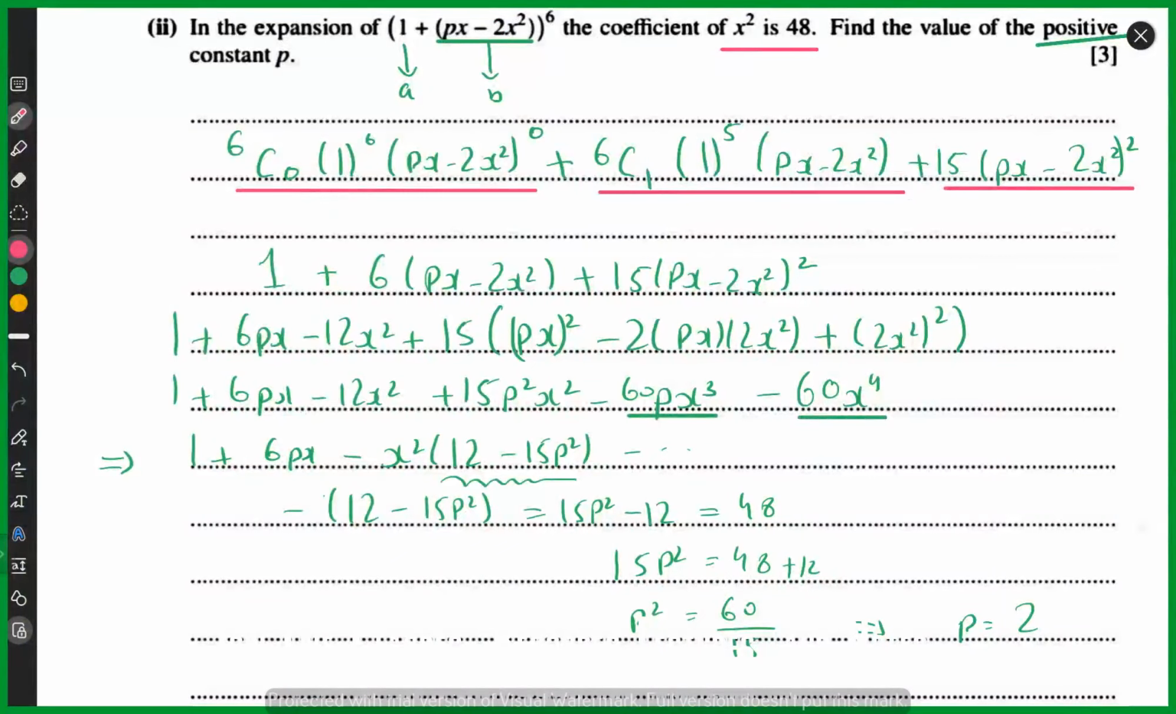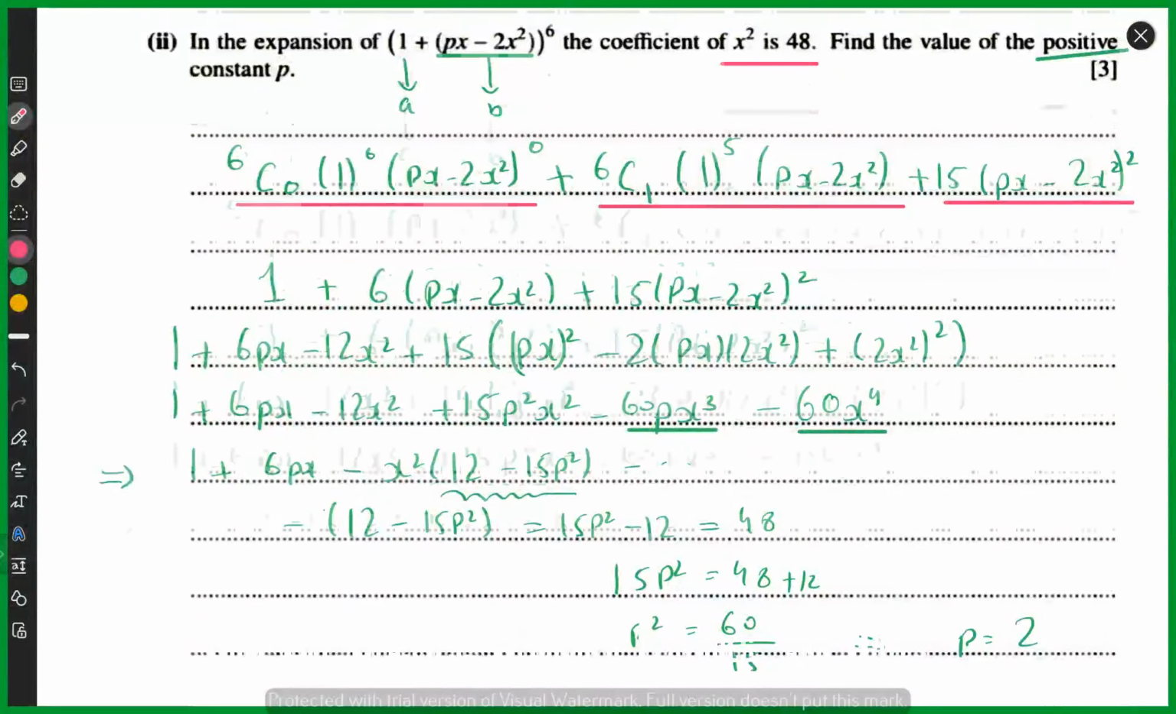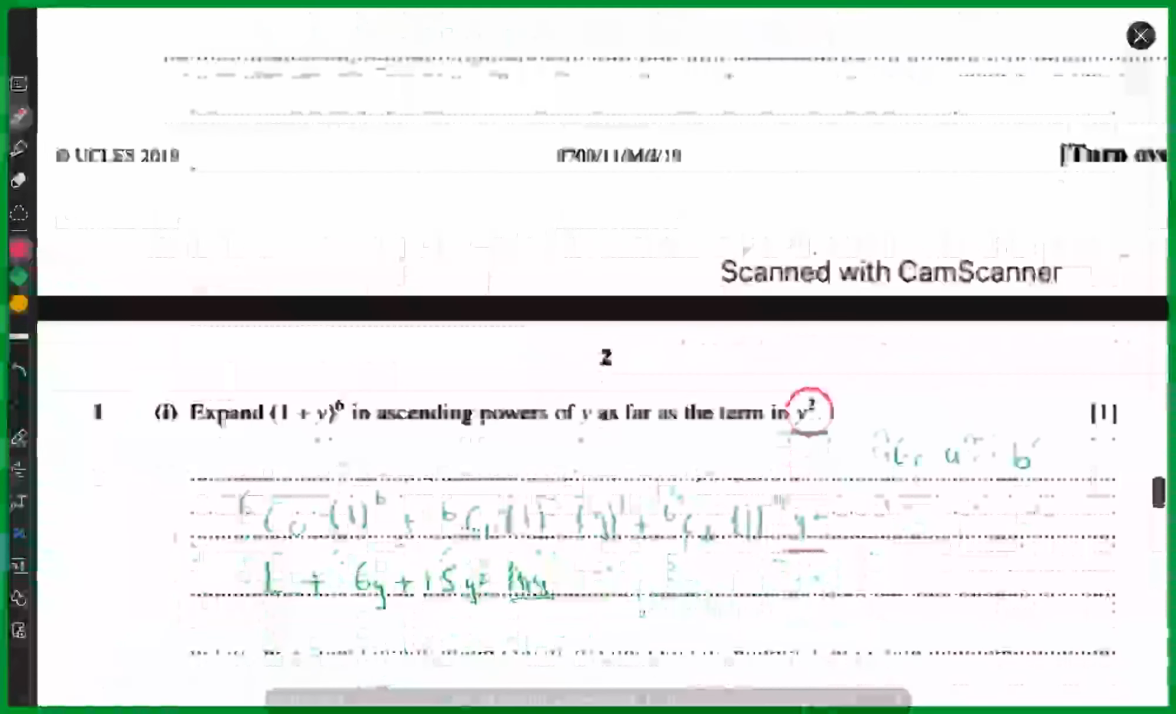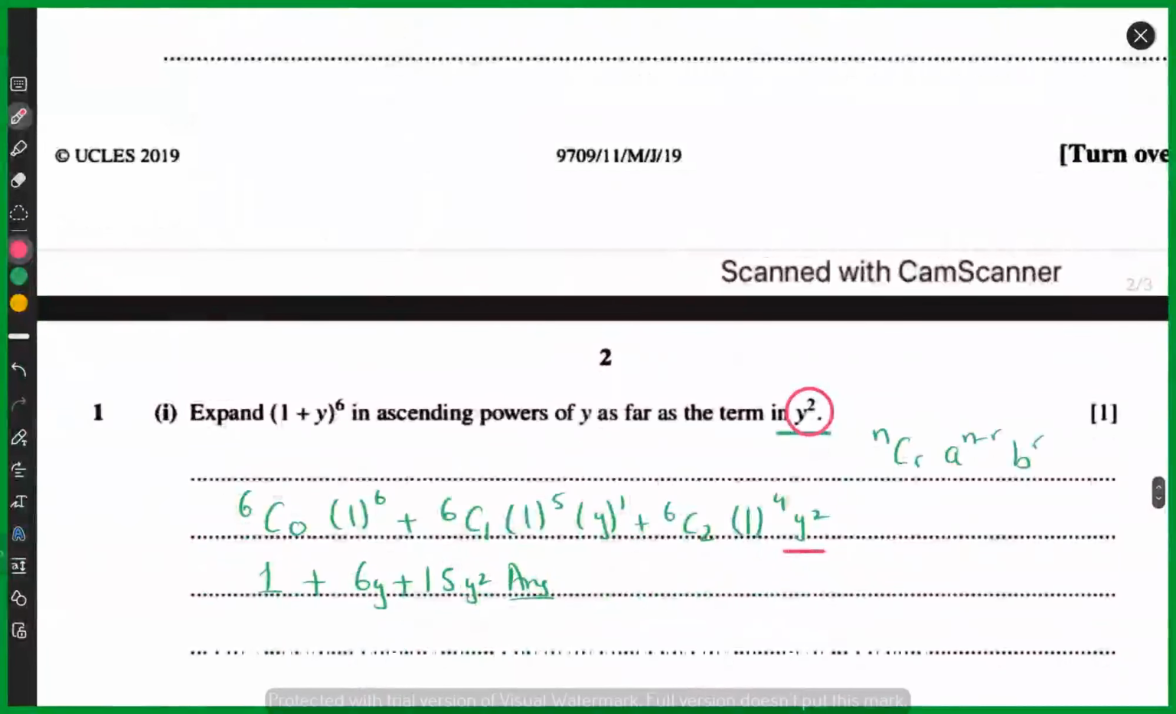Miss, the number of expansions that we should do, for example, we did 3 here. Is that just a guess, or should you know when to do 4 expansions or 3 expansions? Yes, the examiner would say expand to the first 4 terms, or he would write it this way: expand in ascending order as far as the term in y squared. So he would give you clues.